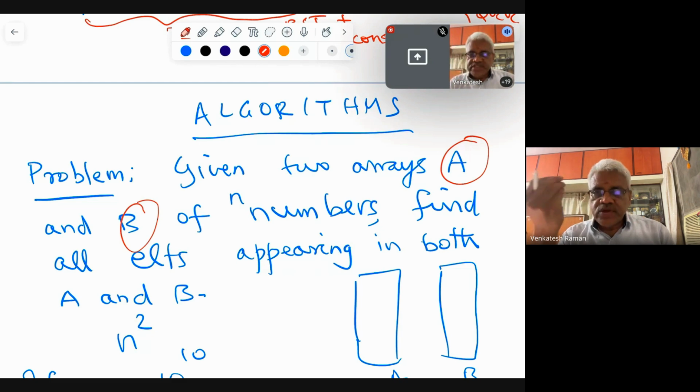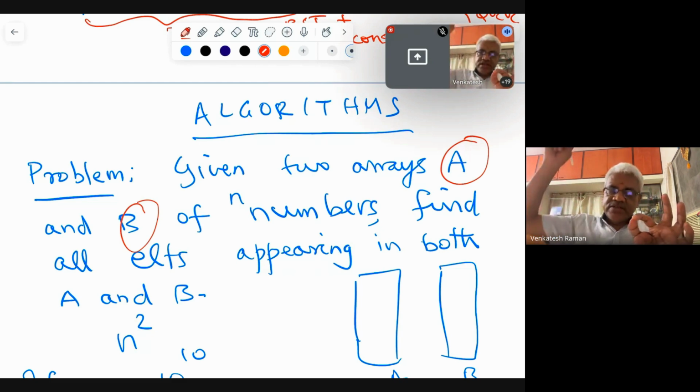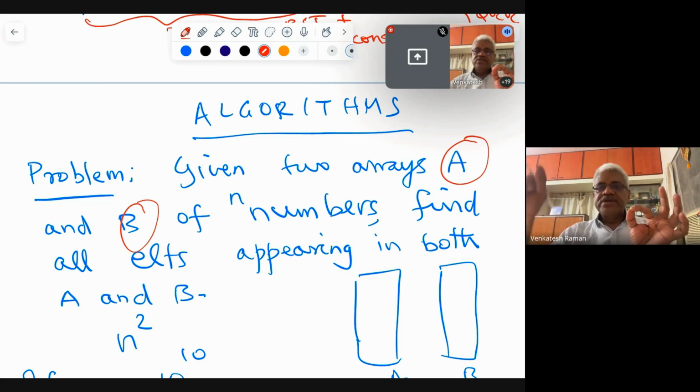See, what is this n square algorithm doing? For every element in A, it is checking whether it is present in B by doing a linear search. So there are n elements, so n square time. But if B is sorted, what can you do? Can you do better?